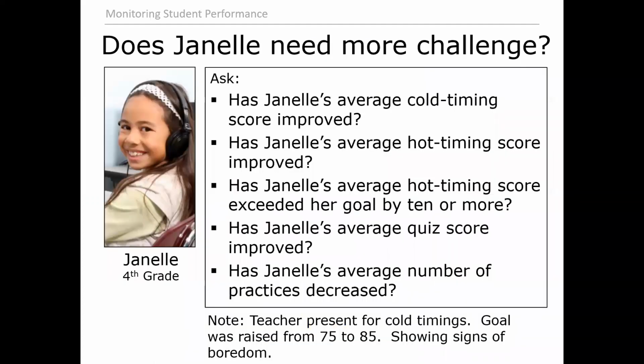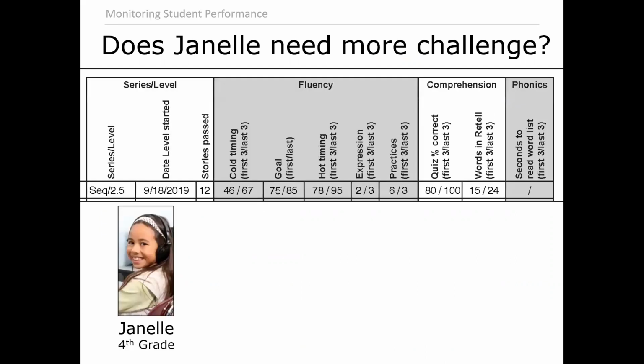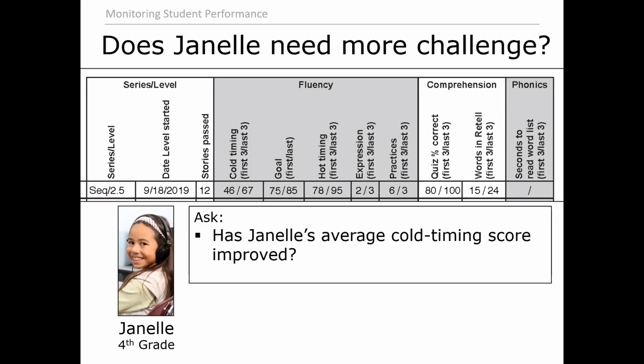All right, let's talk about our final student. Her name is Janelle, and she is just the best. She's that kid who has taken to this program and she's run with it. Okay, you always want to end on a positive note. So let's talk about Janelle. She is a 4th grader working in 2.5 and she's passed 12 stories. Her average cold timing started at 46. She's at 67. That's amazing.